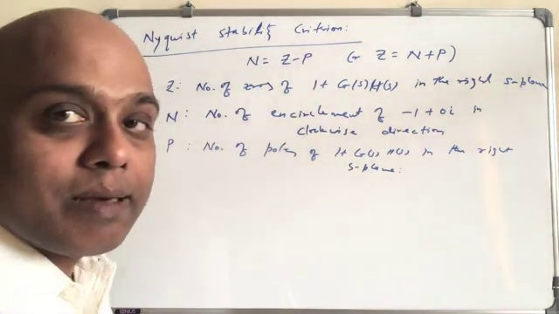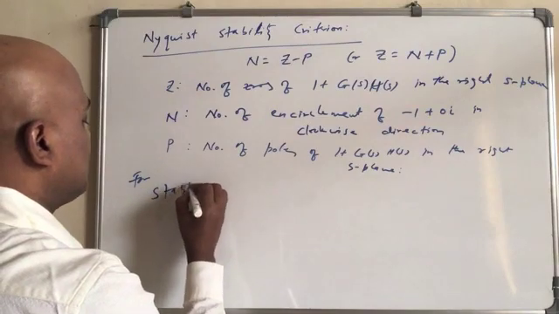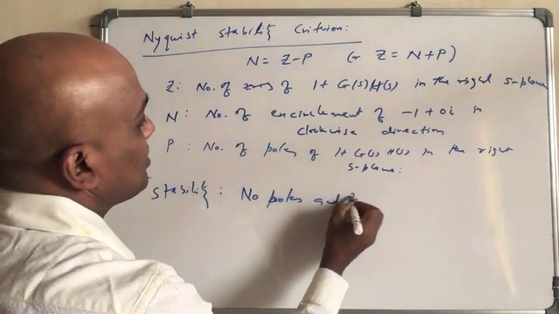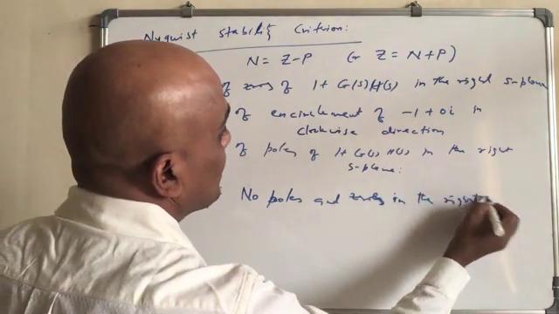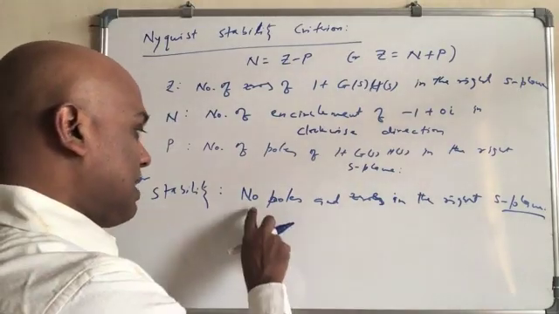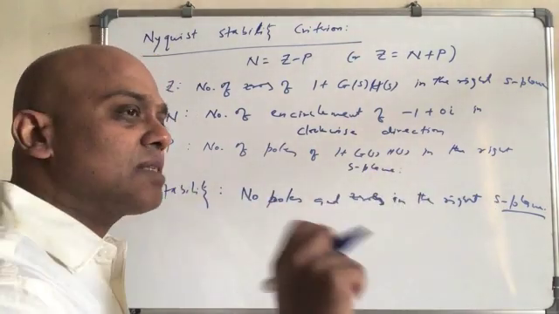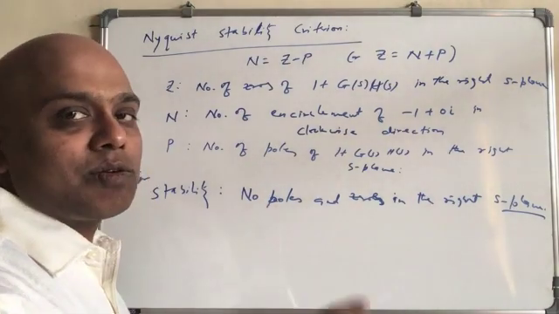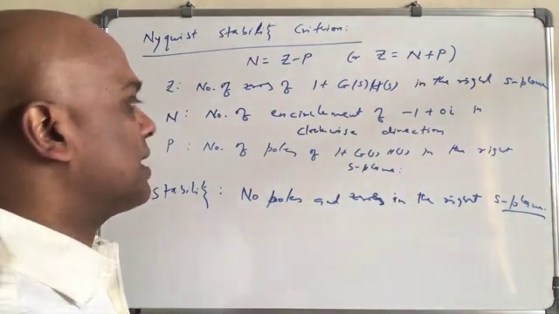whether a system is stable or not. How? For stability, there should be no poles and zeros in the right S plane. As simple as that. We know that, right? If we have anything in the right S plane, then this will not converge. If you give some disturbance, it is not going to come back to zero, so it is not stable.